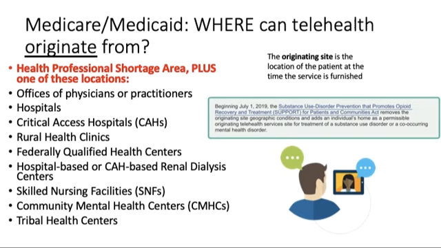There is an exception, a recent exception in 2019, that says that for those who are undergoing substance use treatment, they don't have to be in a health professional shortage area, and the home is an acceptable originating site. Again, that's just for those who have substance use disorders.